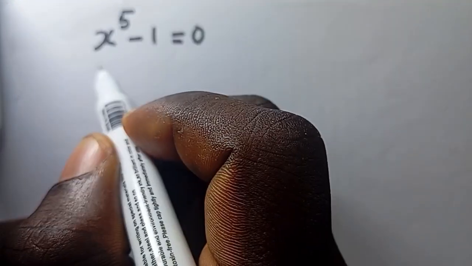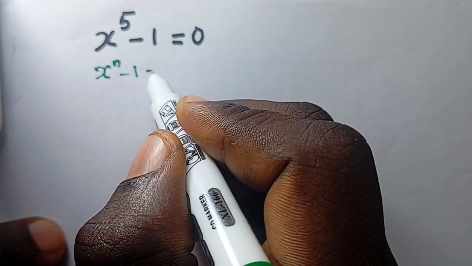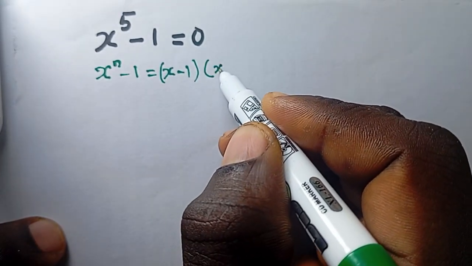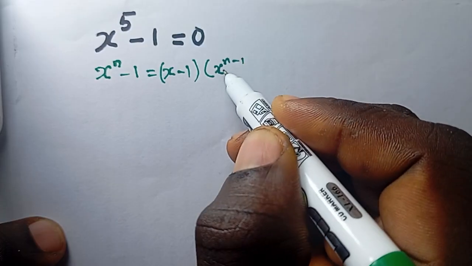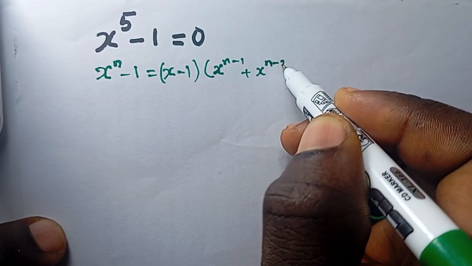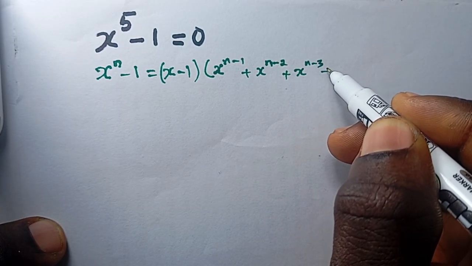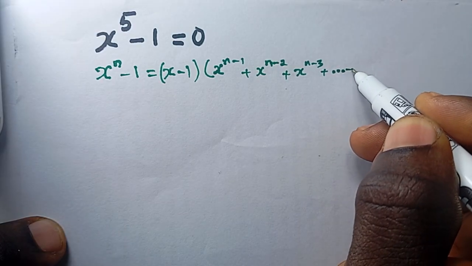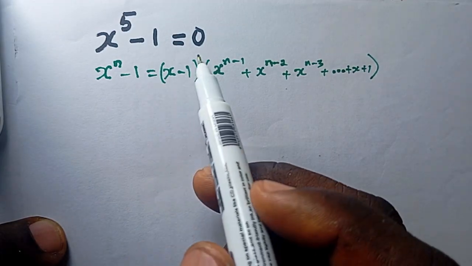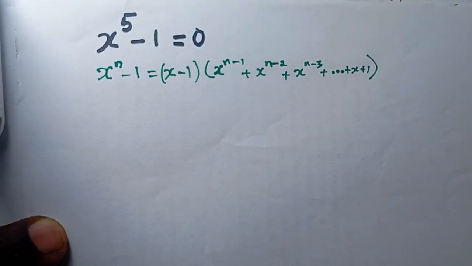So you just need to note that the factored way of expanding this expression is x minus 1 and then multiply by x power n minus 1 plus x power n minus 2 plus x power n minus 3 plus, of course, the continuing terms down to x and of course 1. So this is the factored way of expanding this expression using the formula for difference of powers.